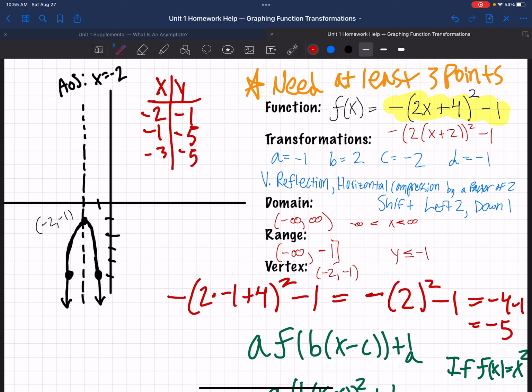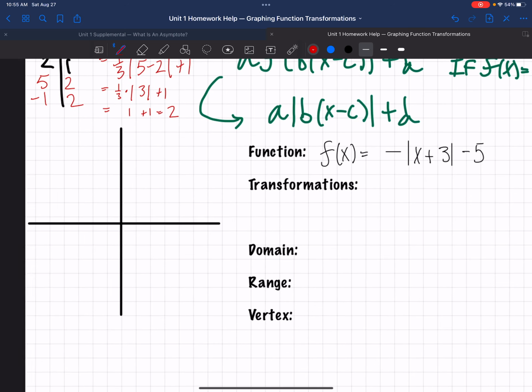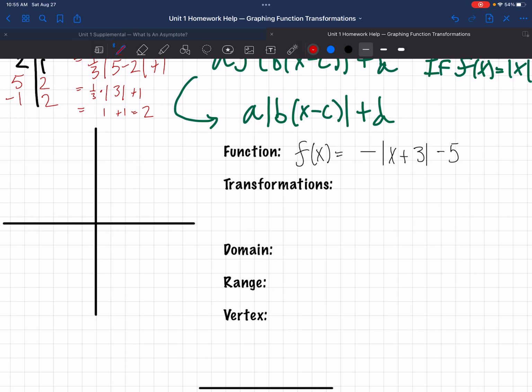Let's look at this one. I'm just going to jump straight into this one. Compare this to this, right? What is A, what is B, what is C, what is D? We should say that A equals -1, C equals -3, and D equals -5.